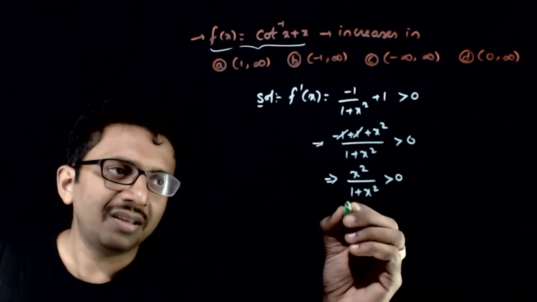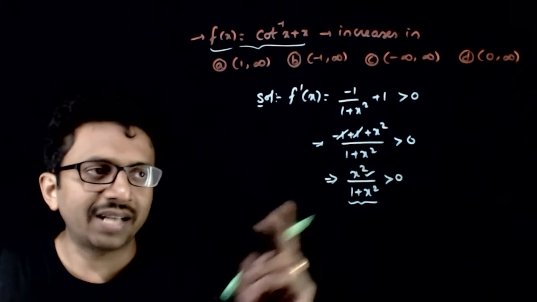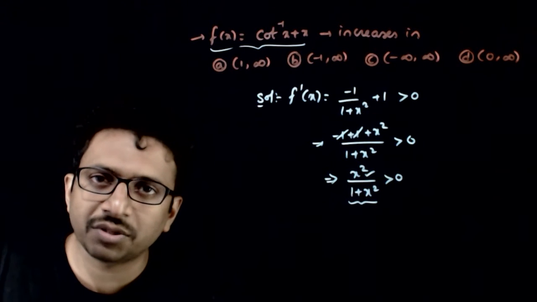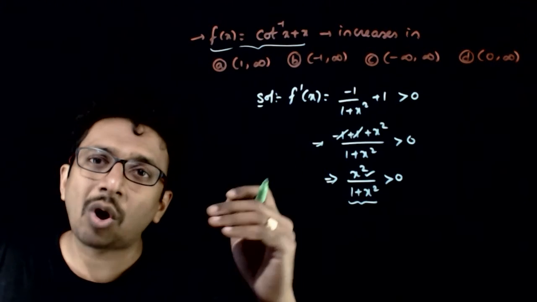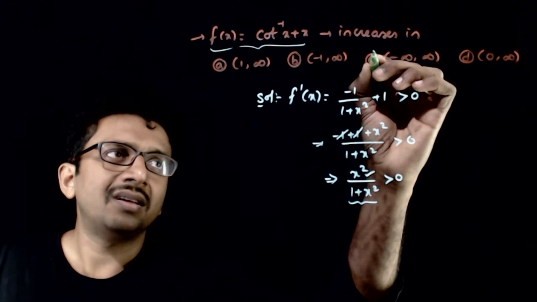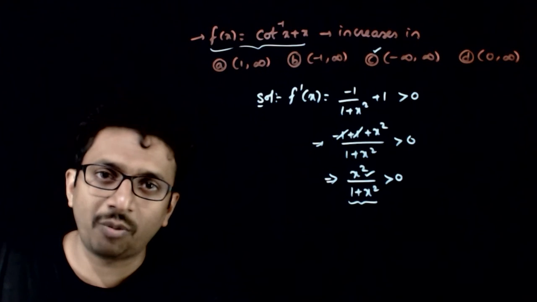And as you can see, 1 plus x square is always positive, x square is also positive. x square is always positive, 1 plus x square is also always positive. Hence, f dash of x is always positive, that is, it increases from minus infinity to plus infinity at all points.